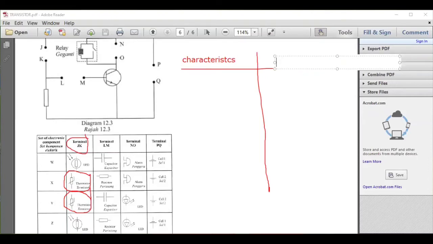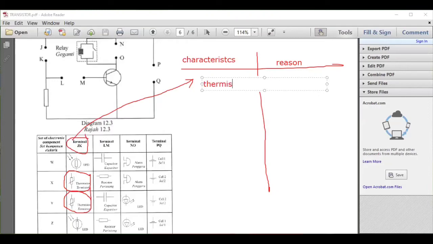Then here will be the reason. Okay, so the characteristic for terminal JK, let's say thermistor. So the reason you can say is to detect presence of heat. Okay, to detect presence of heat. Next, terminal LM. This one, right?